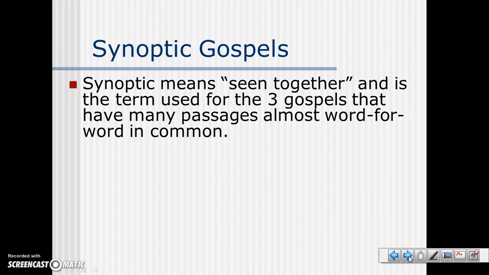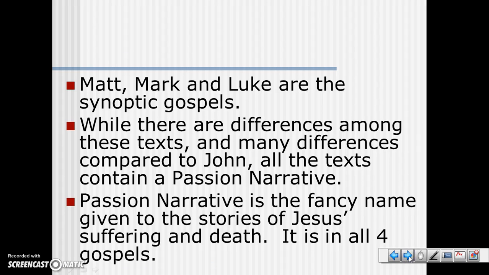The Synoptic Gospels. Synoptic means seen together or same eye, and it's a term used for the three Gospels that have many passages almost word for word in common. Matthew, Mark, and Luke are the Synoptic Gospels. And while there are differences among these texts, and many differences compared to John, all of the texts contain a passion narrative. The passion narrative is a fancy name given to the stories of Jesus' suffering and death. A passion narrative is found in all four Gospels, which shows us that it's very important.